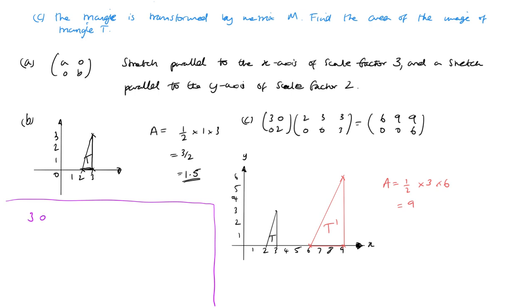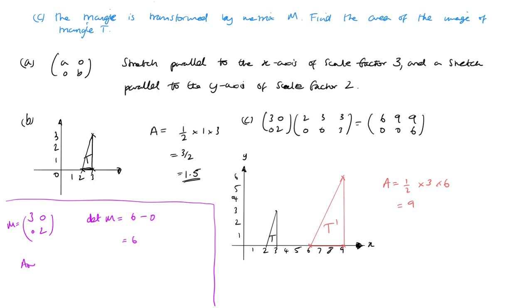So this is my matrix M, and I'm going to find the determinant of M. So that's 3 times 2, which is 6, minus 0 times 0, which is 0. So this has a determinant of 6. Now that is the area scale factor.